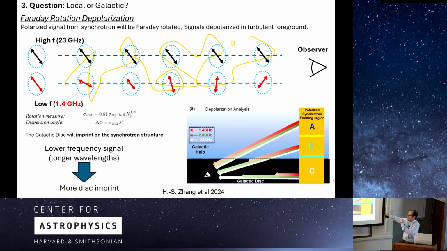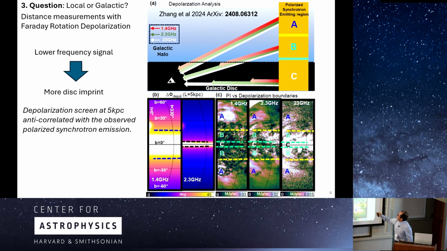Region B, not so much for the 1.4 gigahertz, but the other two higher frequencies can arrive at us. But for region C, because it propagates so much in the disk, only the highest frequency can arrive at us. Let's look at the observation. So look, this is our expectation based on our knowledge of the magnetic field and the electron density in the disk: what would the Faraday depolarization screen look like at 5 kiloparsec? And this is the observation for the three corresponding frequencies.